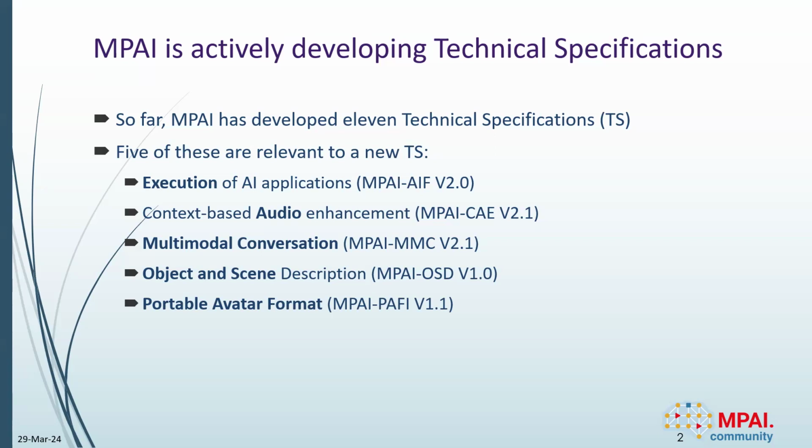1 is related to audio enhancement within given environments or contexts. 1 is related to conversations conveyed through several modes: audio, video, and text. 1 is related to descriptions of objects and scenes, and a 4th specifies the format for avatars that can be passed among applications.